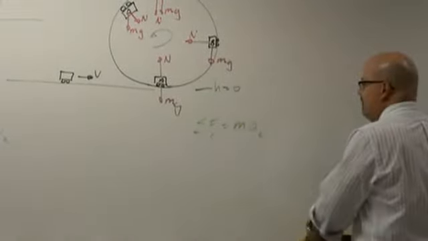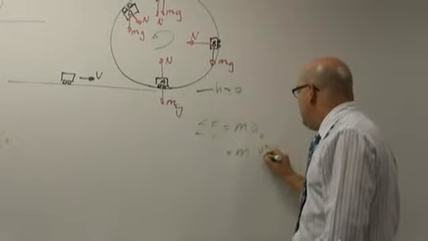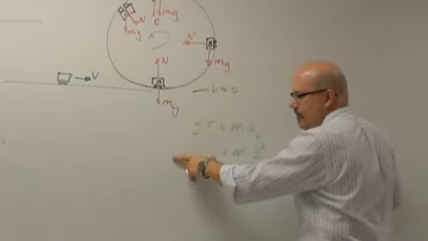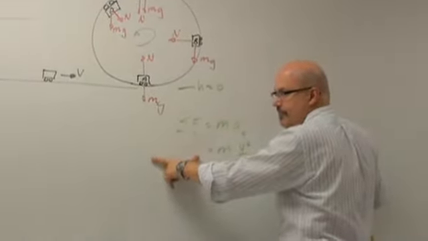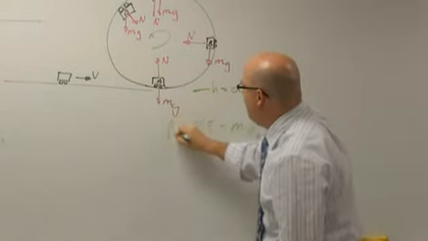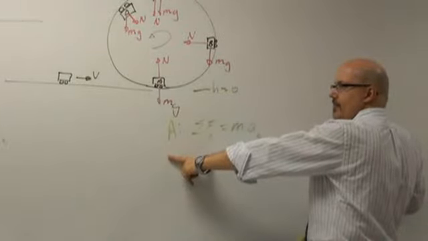Since it's changing direction, I know that I can put down here mv squared over r. But what goes here? Depends. Going first, we're talking this spot right here, at location A. What goes here? What do we define as positive down there?